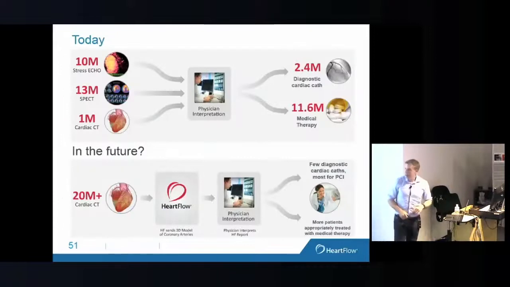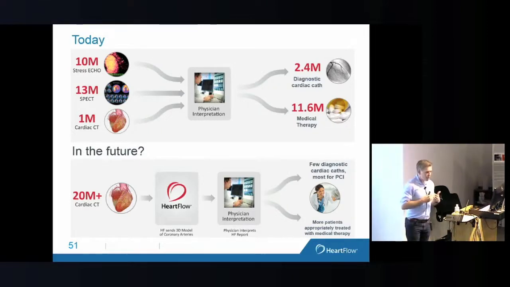So today, there are about 20 million patients that get stress echo and nuclear stress exams for suspected coronary artery disease. We envision a future in which those patients are getting CT with this personalized modeling of the anatomy and physiology to really help the physicians make better decisions for the treatment and management of these patients.